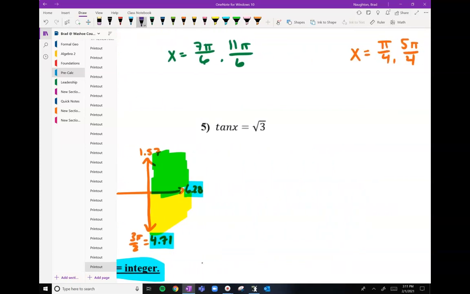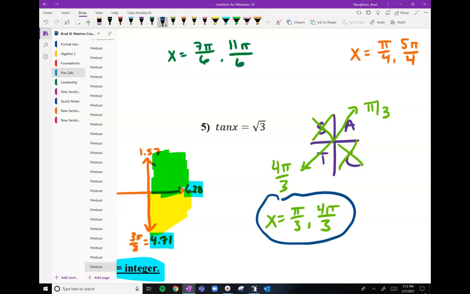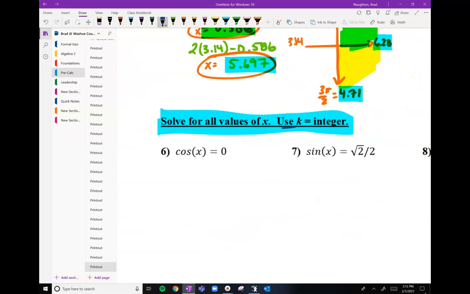Alrighty, so tangent is going to be root 3. So all students take calculus. My tangent is positive, so that's quadrant 1 and quadrant 3. So we know that this is going to be right here at pi over 3, and then also in this quadrant as 4 pi over 3. So x is equal to pi over 3 and 4 pi over 3. Now, these are decimals too, but we're just going to leave them in terms of fractions to make our lives easier.